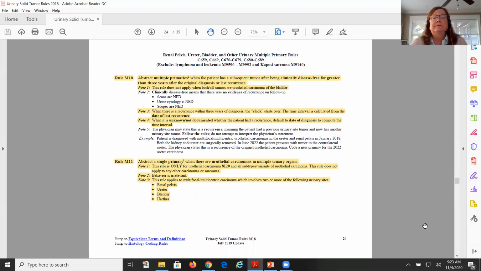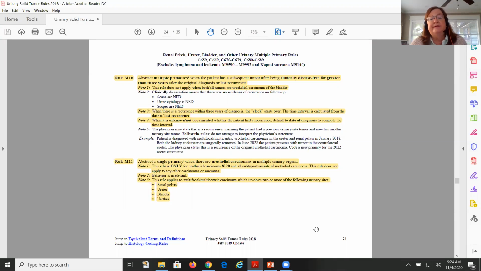M10, abstract multiple primaries when the patient has a subsequent tumor after being clinically disease-free for greater than 3 years after the original diagnosis or last recurrence. And we've gone over the definition of recurrence and the timing of recurrence in other presentations. So I'll leave the details in the notes to you to study on your own here.